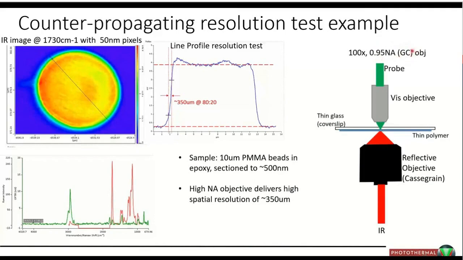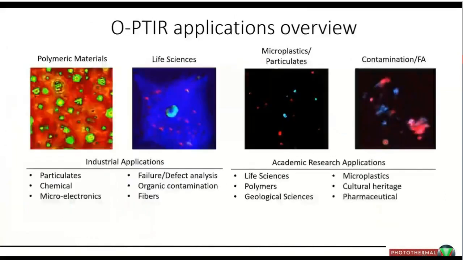So this is a glass compensated objective, because we are having to measure through a glass cover slip into the film beneath it that's being excited from underneath. So this is an example of counter-propagating resolution enhancement. So that's where our sub-500 nanometer claims come from.